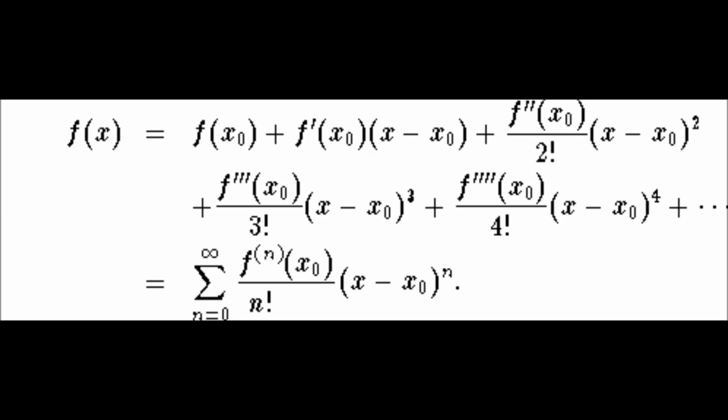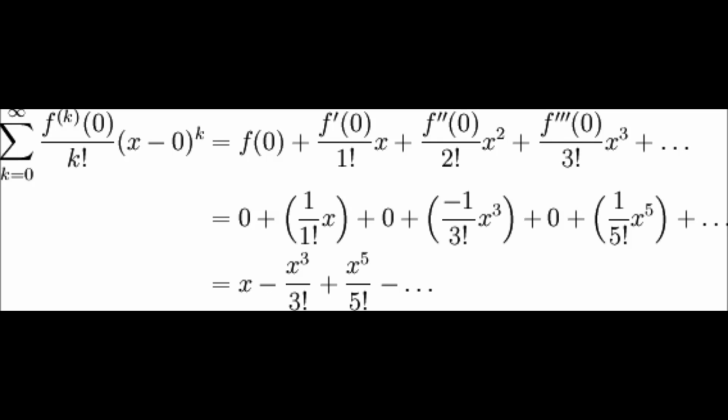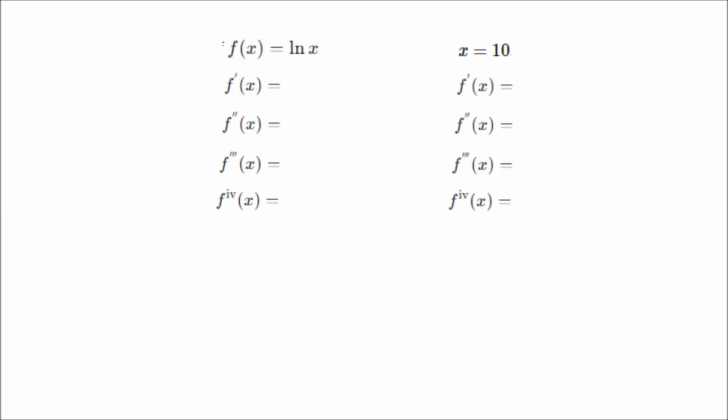Next is Taylor series, which can be centered at any point. And Maclaurin is the special case of Taylor series for when x is centered at 0. To find the Taylor series of a function, first you must find the derivatives of that function and then find their values at x equals that center.